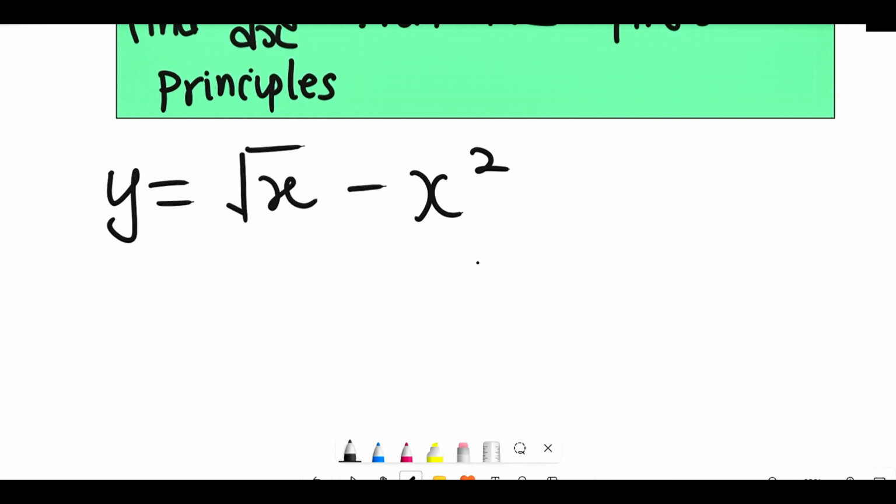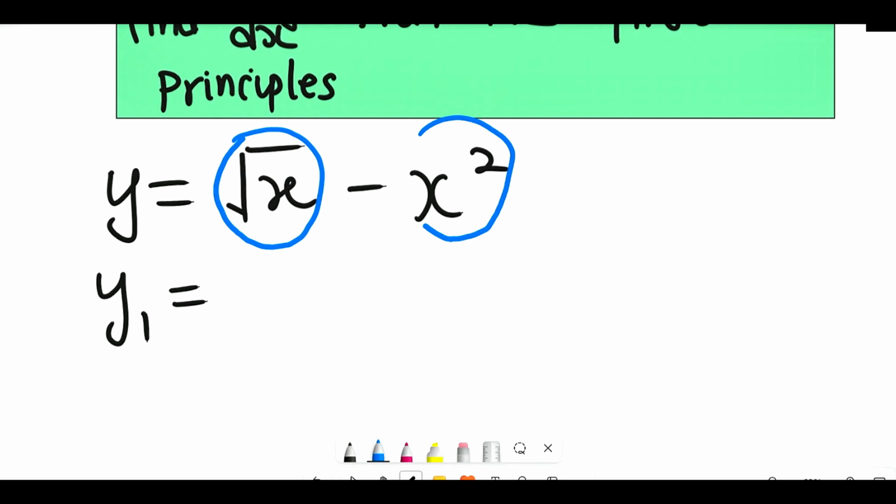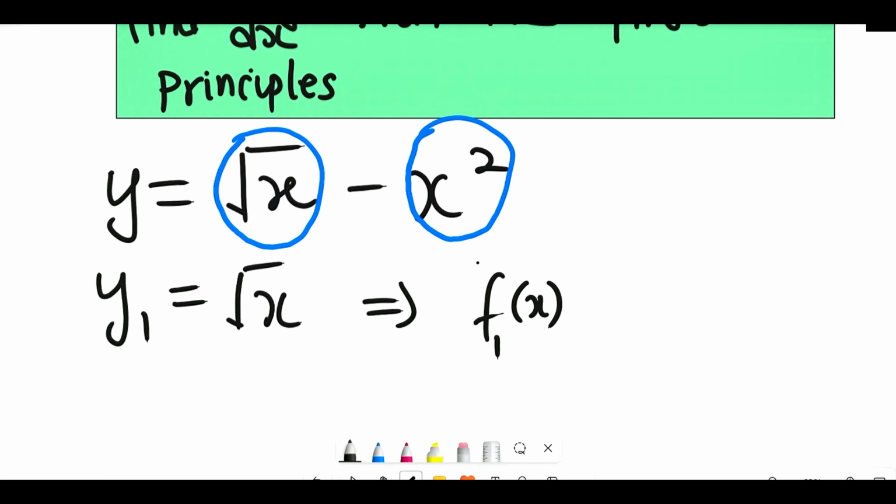So our first one, we can name it as our y1. So we take this one to be the first part, and we take the remaining one to be the second part. All right. So I can take the first one, which is the square root of x, to be my y1, which implies that my f of x 1. So I'll put f1 of x is equal to square root of x.